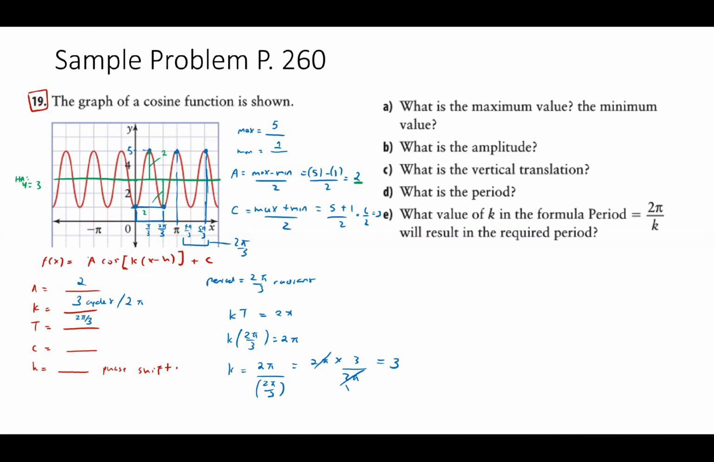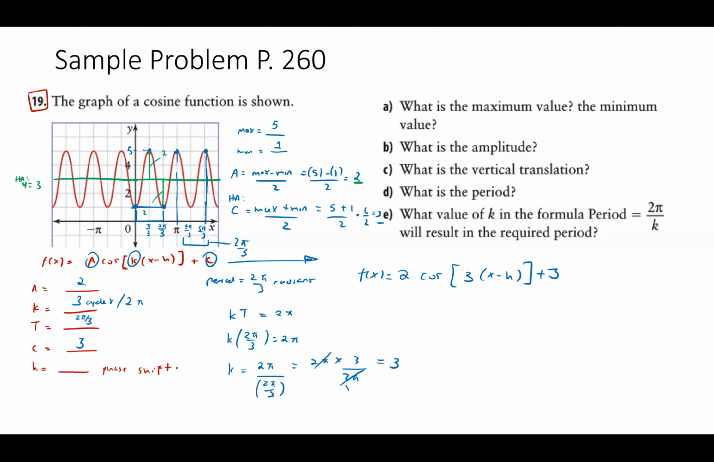So now we've actually figured out our a value, we figured out our k value, we figured out our c value. This is what your equation looks like so far. 2 cosine, k here is 3, (x minus h), plus the c value here we calculated was 3, which is your horizontal axis. And the last thing you need to do here is find your h value. It's called your horizontal shift, also known as your phase shift. All right, you can call it horizontal shift if you want.